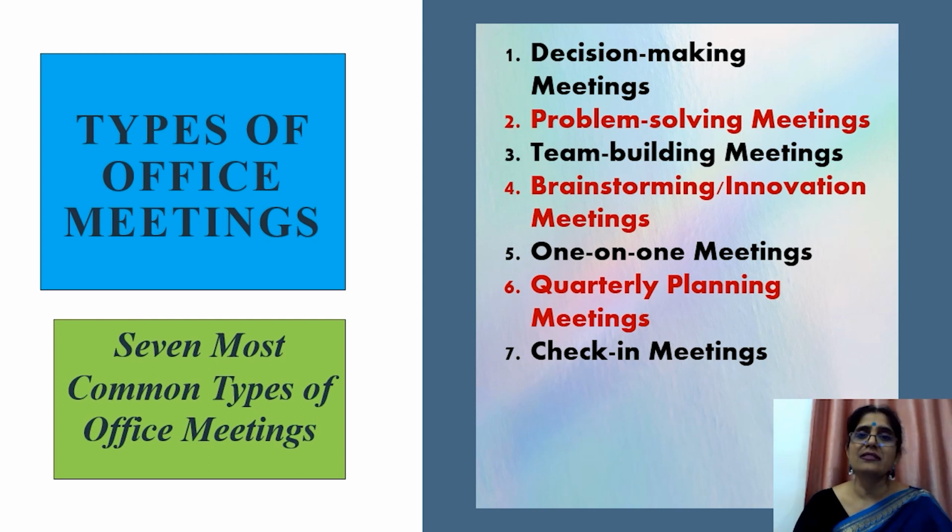Then one-to-one meetings are also required by the company's owner or the company's CEO to give a particular person a boost, that you have to work hard, you have done good, how you can improve. So these kinds of meetings are one-to-one meetings. Then quarterly planning meetings are also there, to check whether we are going the right way or not. And the last type of meeting is check-in meetings. So now we will discuss one by one in detail.